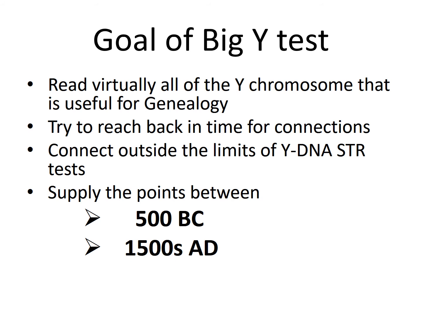You'll read virtually all of the Y chromosome that is useful for genealogy. It'll try to reach back in time for connections. It will connect outside the limits of Y DNA STR tests, where the Y DNA STR tests don't go as specifically as the SNP test does. And it'll supply points between 500 BC and 1500 AD, or closer.